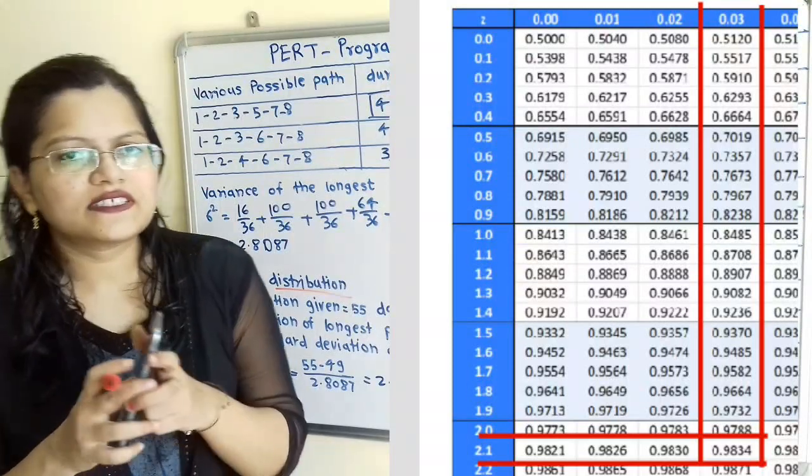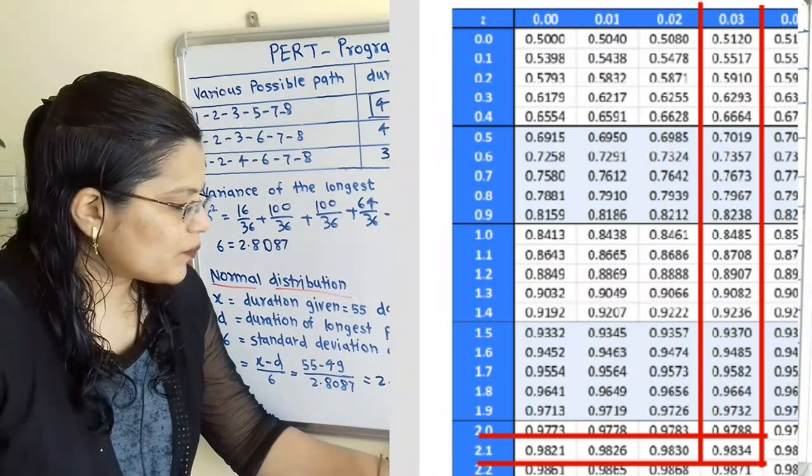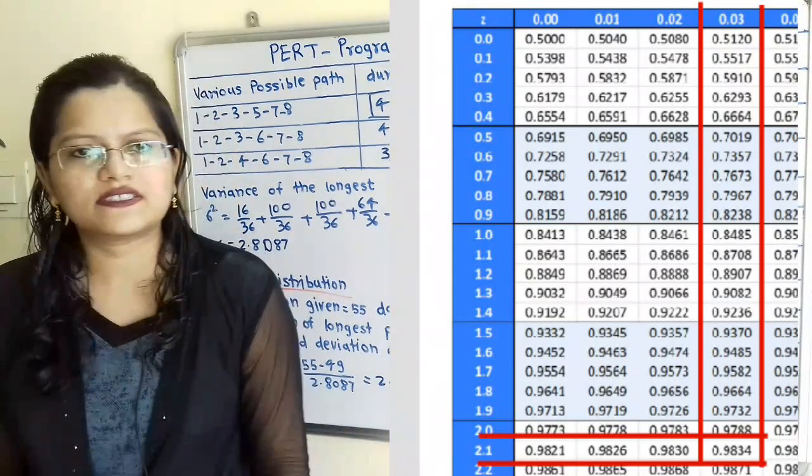0.9834, and this is the value of z, which is 0.9834, and this is the answer.